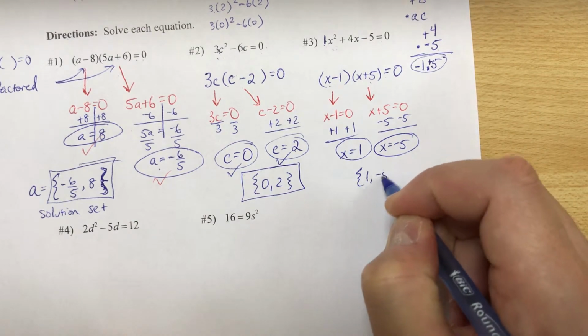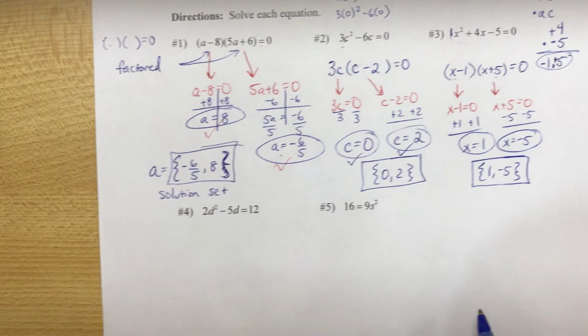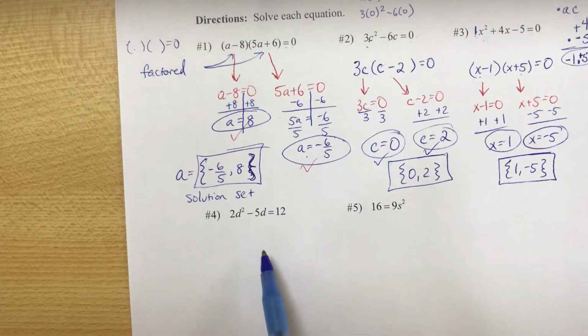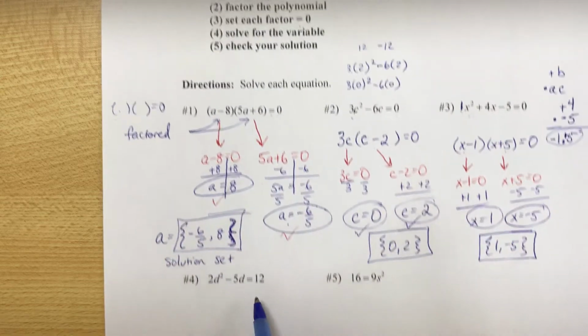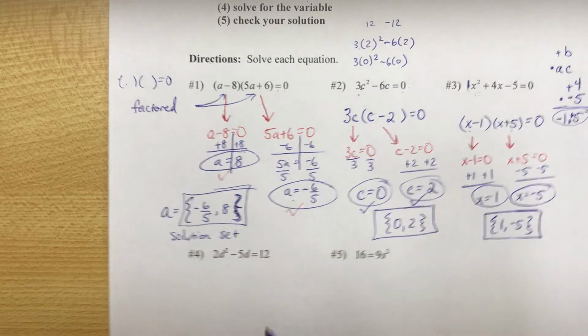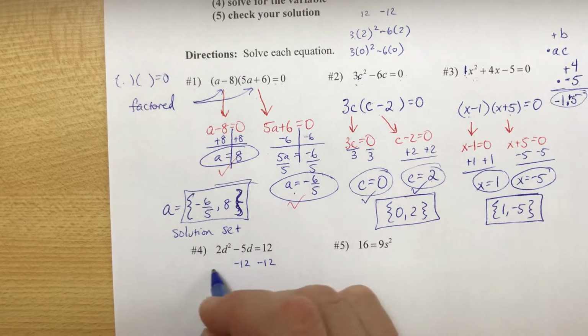Positive 1, negative 5. That's the answer. Okay, number 4. Let's see. Set the equation equal to 0. Right now it's equal to 12. So what we need to do is move the 12 to the other side by subtracting.